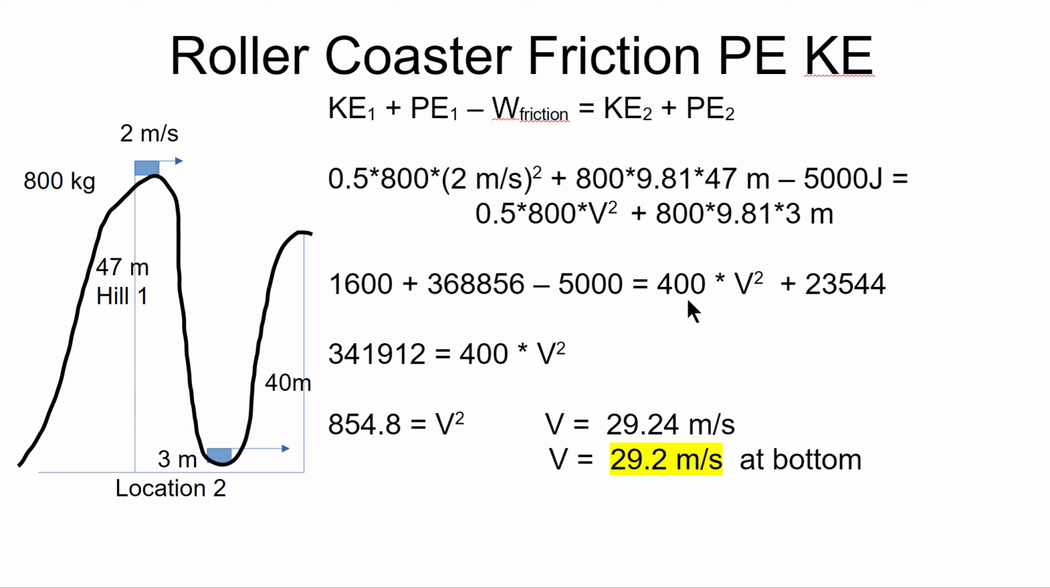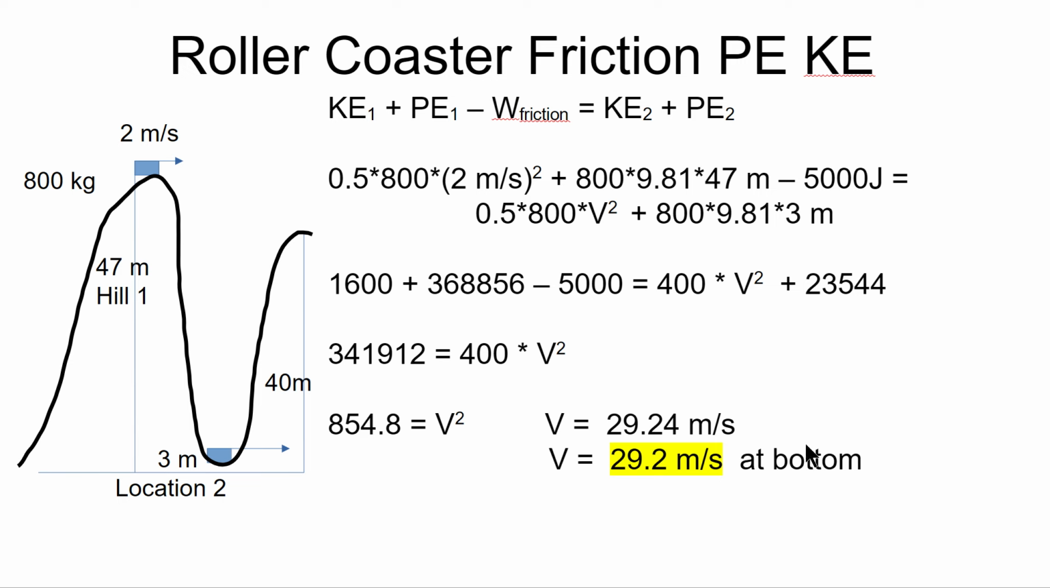1/2 mv squared, the 1/2 m is 400 kilograms. And then the potential energy is a lot smaller at the bottom of the hill, only 3 meters above ground level, so 23,544 joules. If you do the additions and subtractions, subtract this number from both sides, we come up with 341,912 equals 400 times v squared. Divide both sides by 400, and I'm rounding off a little bit here, 854.8 equals v squared.